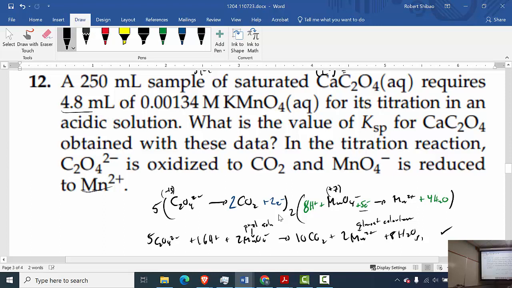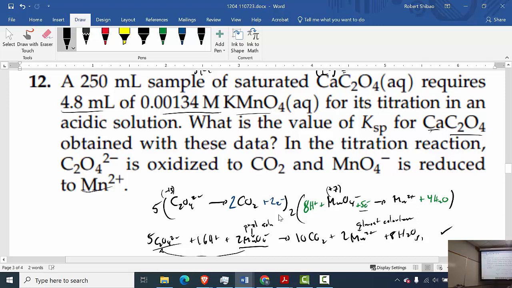Well, anyway, we have the volume and the molarity. So we have the moles of permanganate. From the moles of permanganate, then we can get the moles of oxalate. And then from the moles of oxalate, then we know that the calcium and the oxalate have to form in a 1-to-1 ratio. And the moles of oxalate will also equal the solubility. And so this is just going to be an S squared. And so we just take S and square it.